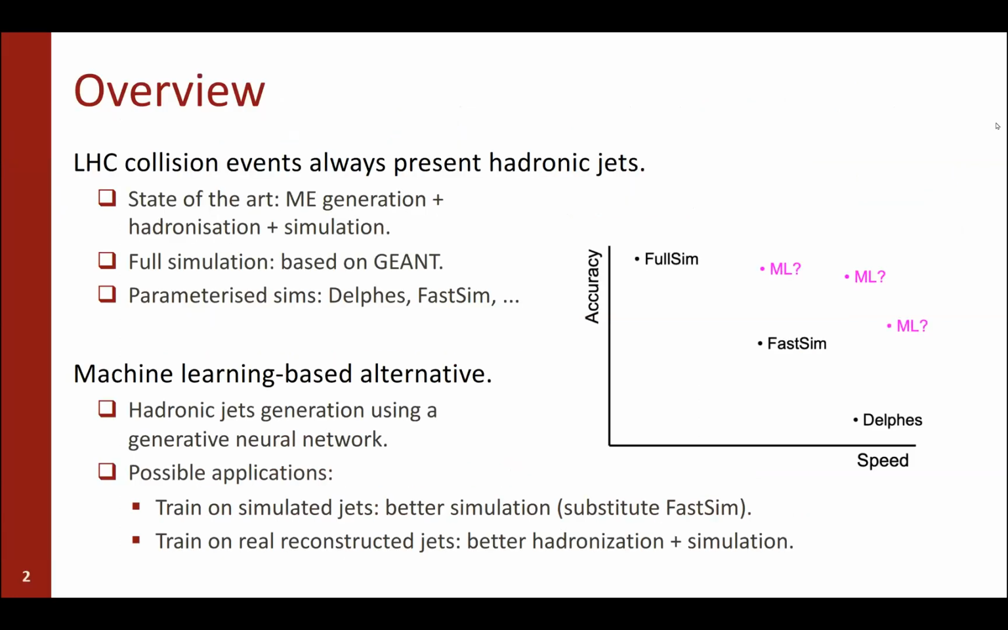I obviously don't need to tell you that in the LHC, we will always have hadronic jets, right? And usually how we do that is matrix element, hadronization, simulation. Simulation is either GNN for full simulation or some flavor of a parameterized simulation. And then you could make a trade-off between accuracy and speed and where you want to sit on this curve. So the million-dollar question is literally, can we find new places in this parameter space which are based on machine learning?